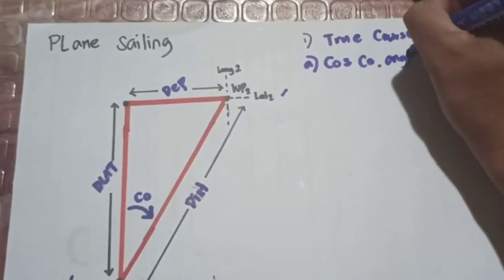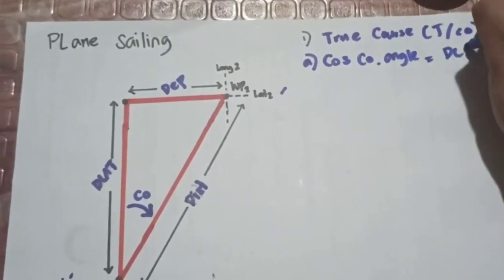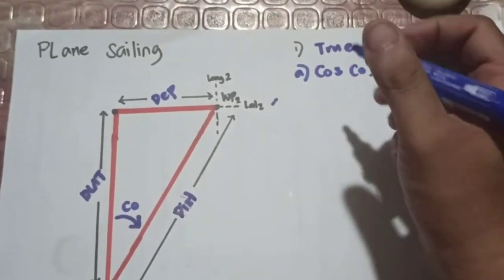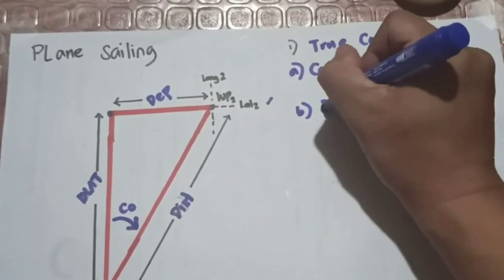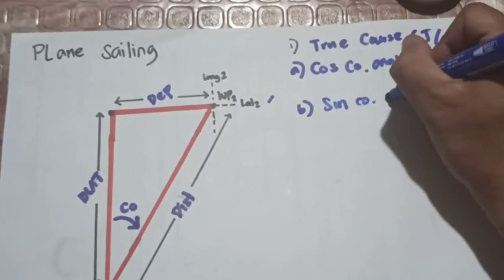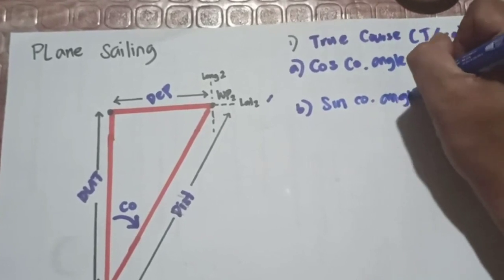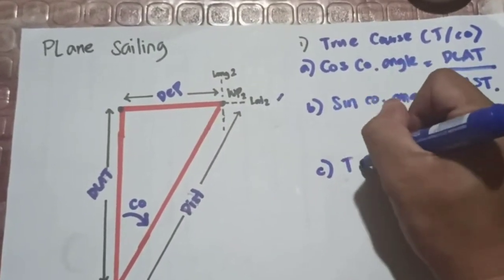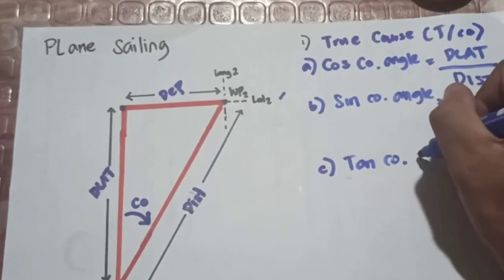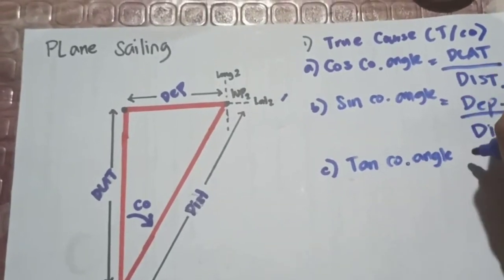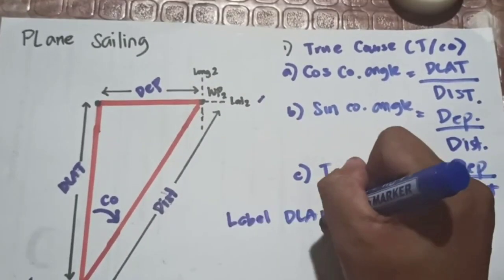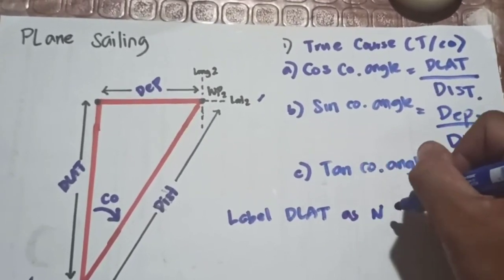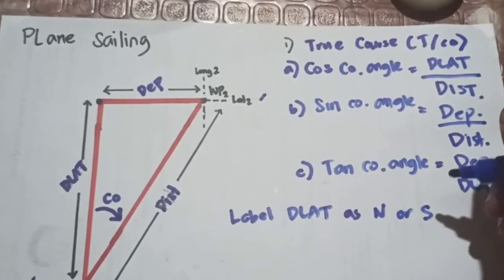In this method we look first for the course or true course. We have a formula: cosine course angle equals delat divided by distance. Next is sine course angle equals departure divided by distance. The last one is tangent course angle equals departure divided by delat. So we label it: delat is north or south, and departure is east or west. The purpose of this label is to identify the quadrant. We name the course angle with a prefix of north or south according to the delat. The suffix is east or west according to the depth.